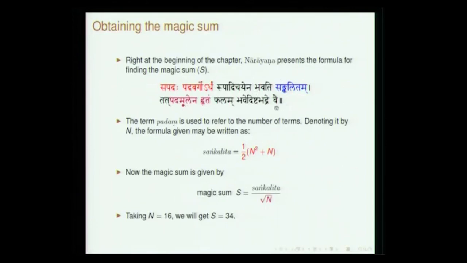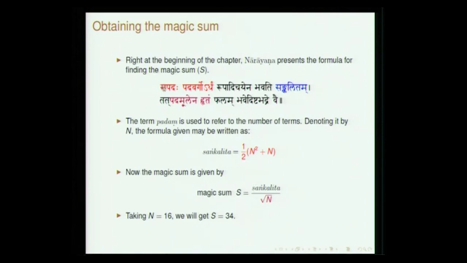In fact, right at the beginning, he also gives certain verses which present: sapadah padavargordham rupadi chayena bhavati sankalitam tat padamulena hritam phalam bhavedishtam. So here he basically says what the magic sum will be.